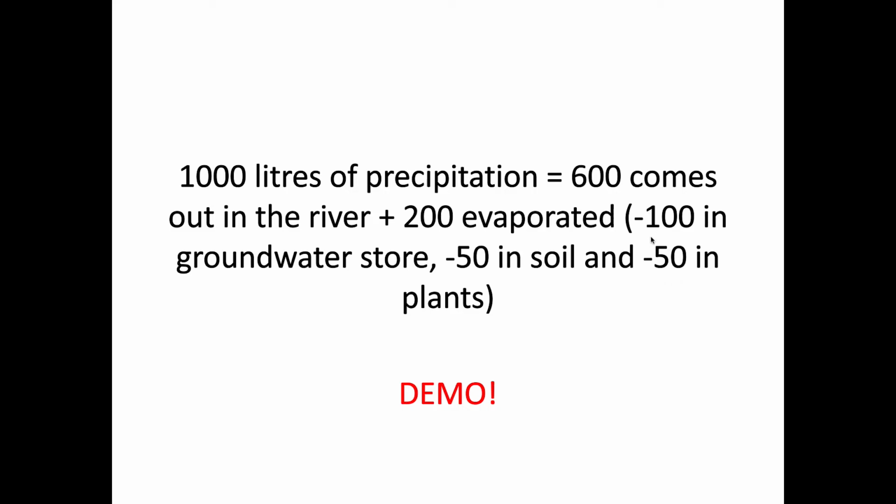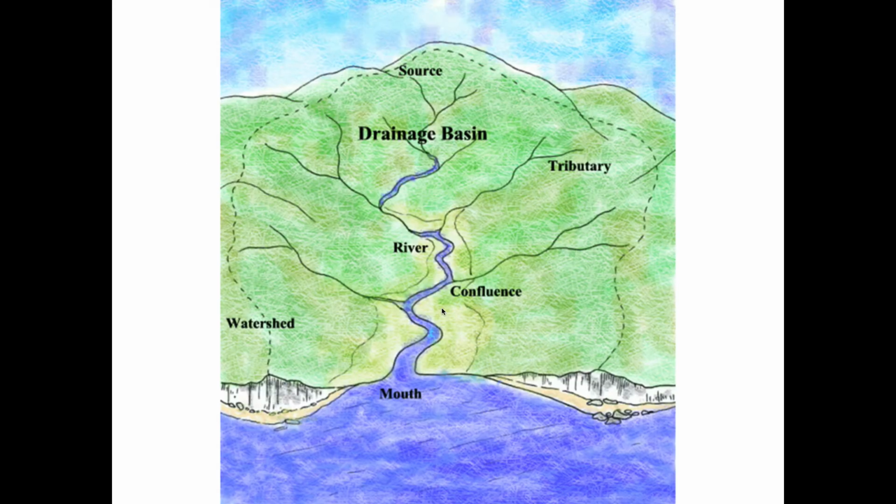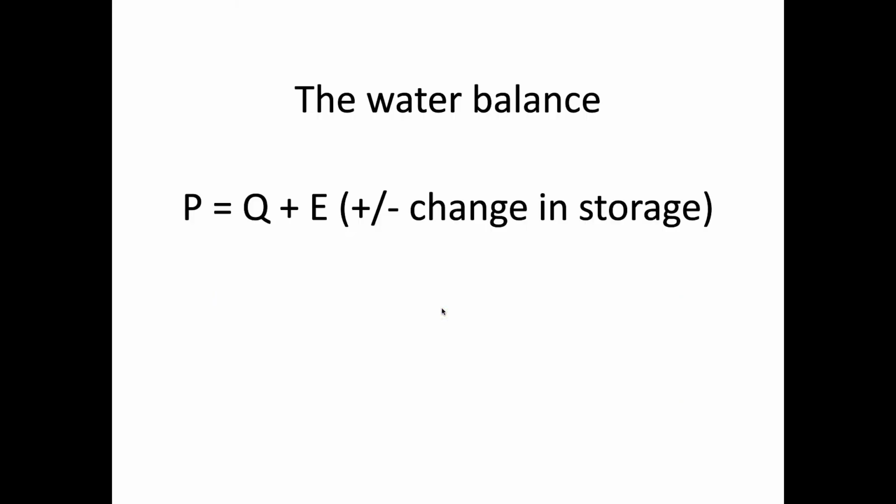Well, after some research, you discover that 100 litres is underground, 50 litres is in the soil, and 50 litres is in the plants. Okay? The amount of water you put in will equal the amount that comes out, give or take what stays in the storage. And then suddenly it's not quite so scary.